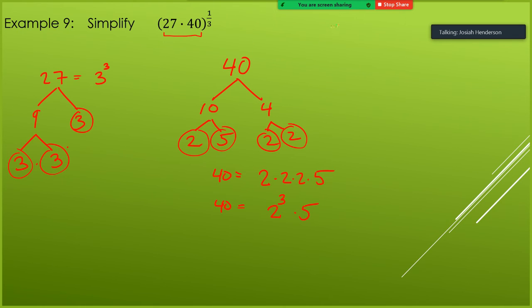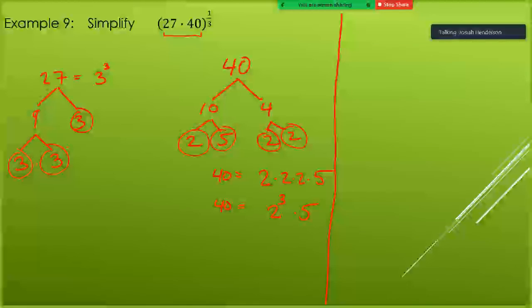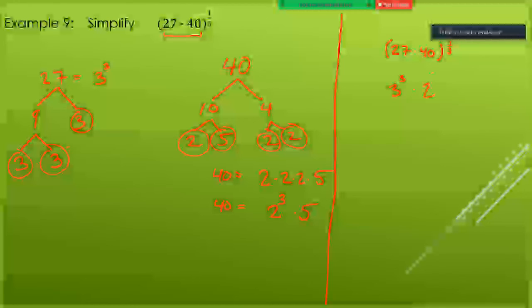So back to our problem. I'll do that on the right side, separated from our side work. So here's how it started. I'm going to now substitute what we just found 40 and 27 are. 3 to the 3rd times 2 to the 3rd times 5. So I just swapped out 27 and 40 for their prime factors that we found with the factor tree. Okay, now it's a good time to multiply that 1/3 in. We'll get a lot of canceling.